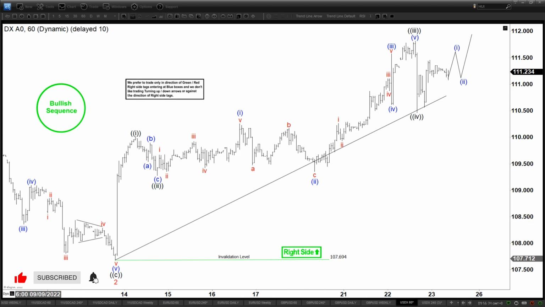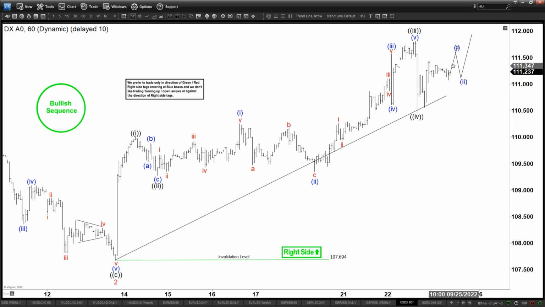So today we are going to look at the dollar index. As you know, the dollar has been rallying relentlessly since the Fed is on a rate hike cycle, and we're going to check to see, at least in the shorter cycle, what we can expect.